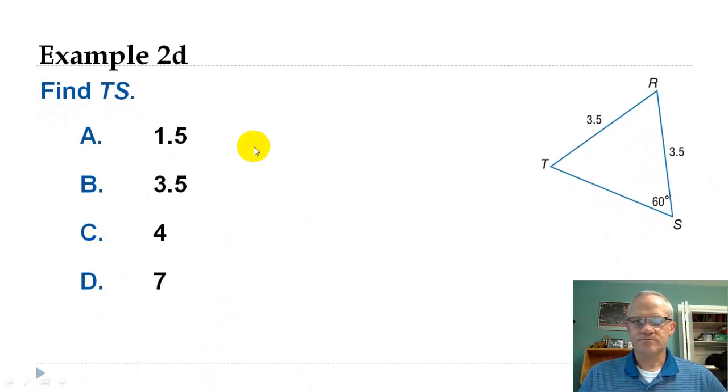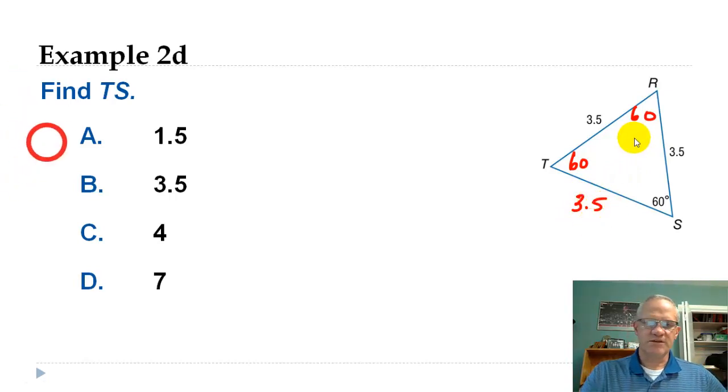All right, how about this one? We want to find TS. So we want to find the length of TS. And so, of course, we already found that this was 60 degrees, right? Well, if we have 180 degrees in this triangle, what does angle R have to be? 60. And so if across from 3.5 is 60 and across from 3.5 is 60, across from this 60 would have to be 3.5. Good. All right, so that's B. Excellent. Bouncing red circle says 3.5.